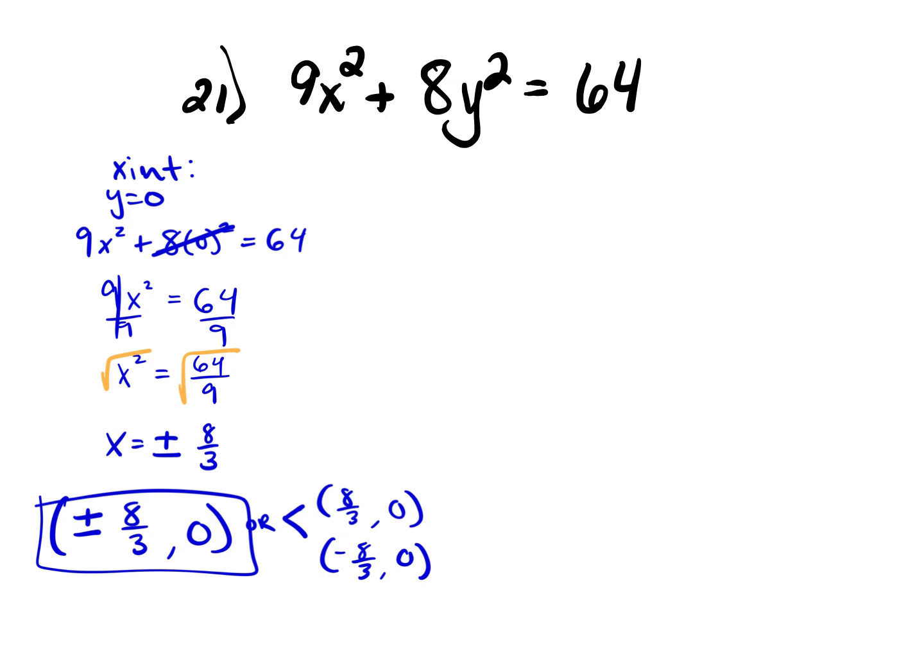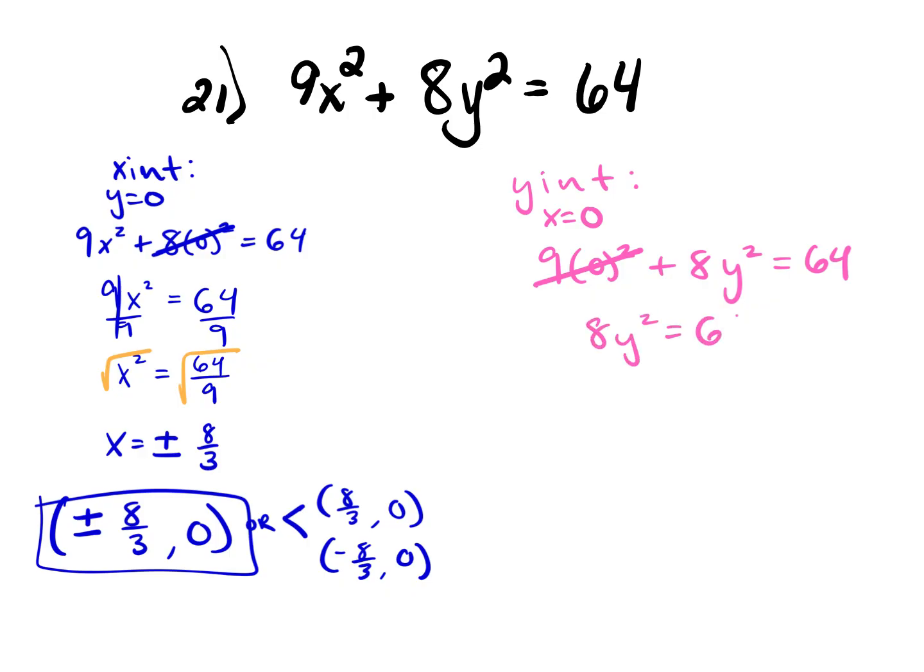Let's find the y-intercept now. What do we do to find the y-intercept? Plug in 0 into the x. Perfect. So we have 9 times 0 squared plus 8y squared equals 64. 9 times 0 squared would just be 0, so that's going to cancel out. So we have 8y squared equals 64.